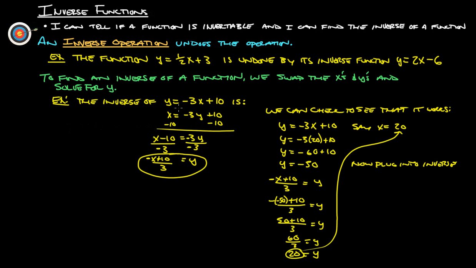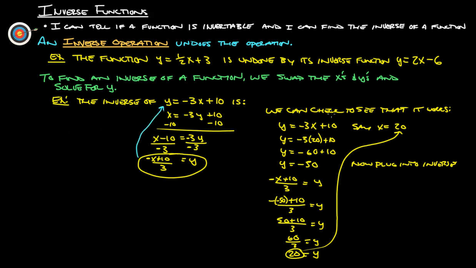So let's say this is the function y equals negative 3x plus 10. Now for the inverse of that, the y's are going to turn into x's, and the x's are going to turn into y's, and then we're going to simply solve for this y. So we get x equals negative 3y plus 10, move the 10 over, so that's x minus 10, and then divide both sides by negative 3, so we get y equals negative (x minus 10) all over 3. So this is the inverse function of that function.